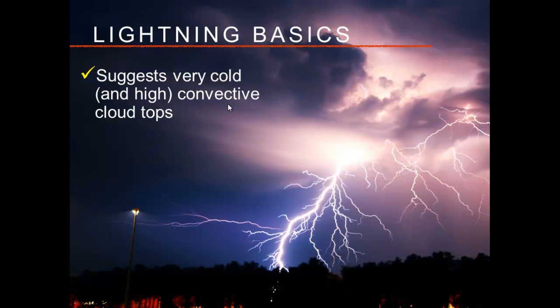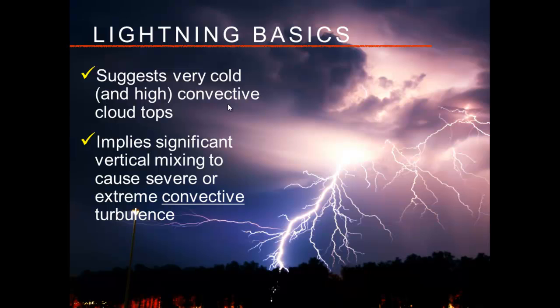So lightning itself basically suggests you have very cold and very high convective cloud tops. You have a depth to those clouds, and that implies you have significant vertical mixing. There's that atmospheric mixing process occurring, and that may cause severe or extreme convective turbulence.